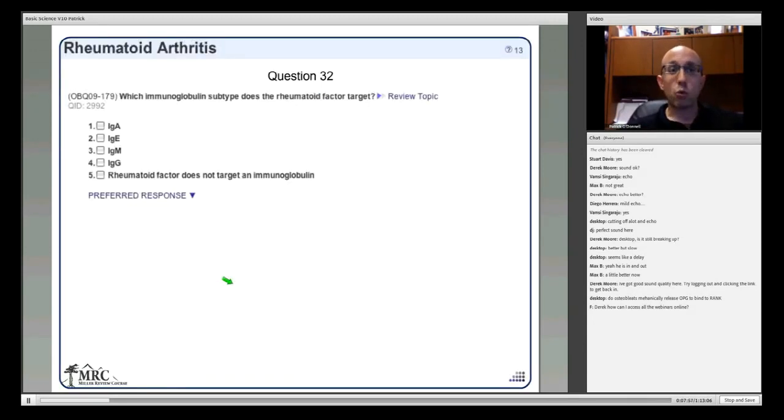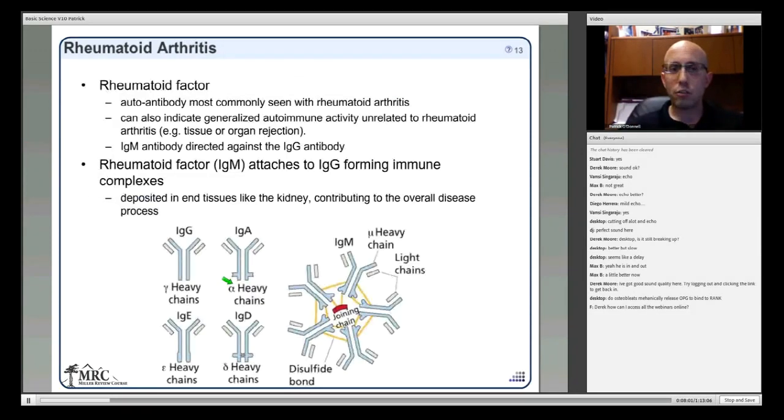Next topic, rheumatoids. So which immunoglobulin subtype does the rheumatoid factor target? The rheumatoid factor is an autoantibody most commonly seen in rheumatoid arthritis, but it can also be a marker of generalized autoimmune activity unrelated to rheumatoid. It's an IgM antibody directed against the IgG antibody.